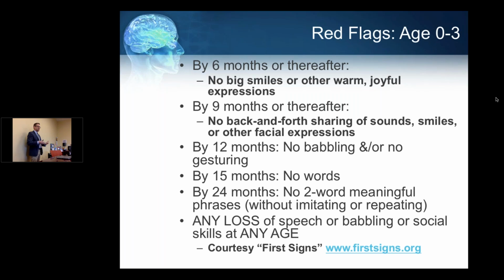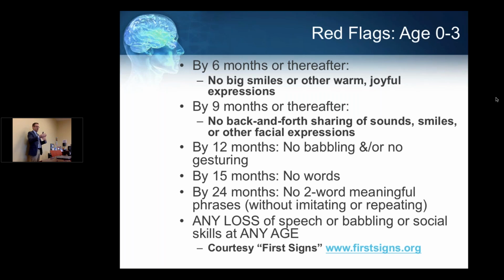So like by 6 months, no big smiles. They're not making eye contact. You don't see that kind of matching your mood. So what you're hoping for at that age is the mirror neurons to be kicking in. That's when they see the smile in you, they make the facial expressions. The neurons are mirroring each other. That's actually happening in the brain. So you look for things like that.